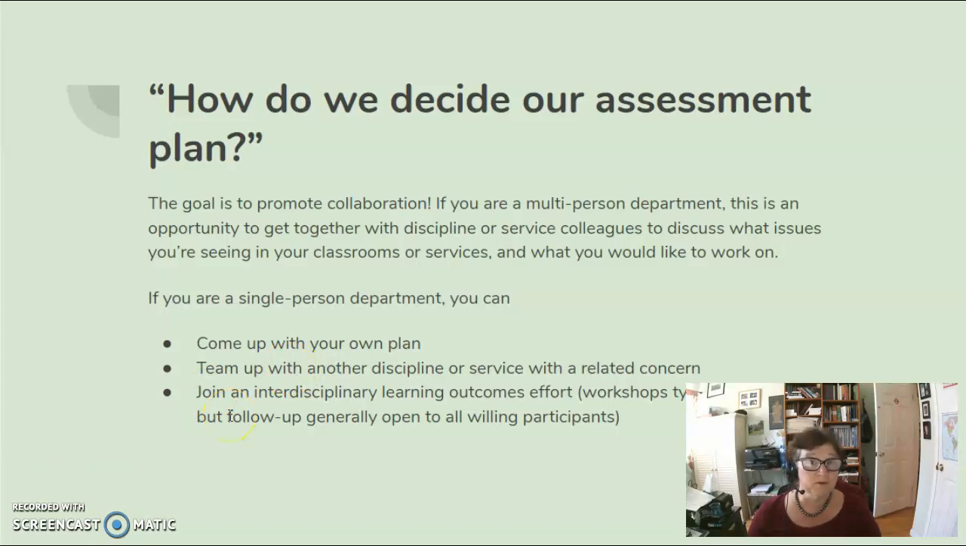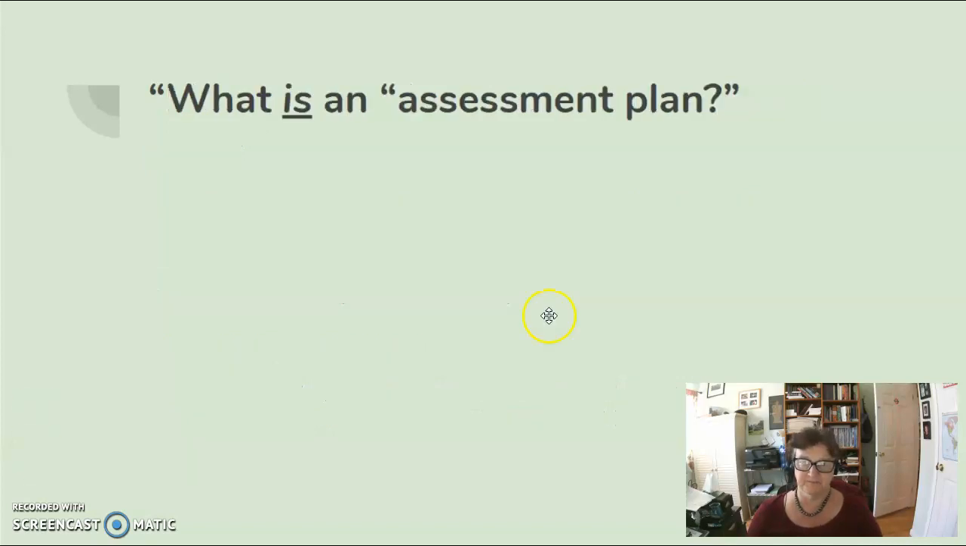If you're, of course, a one-person department, and a lot of you are, then maybe you might have your own plan, something you know you want to look at, but you might team up with a friend from another discipline, a related discipline or service, to find something out. You might join an interdisciplinary learning outcomes effort. We usually have a workshop in August looking at institutional learning outcomes, and that one also usually has a follow-up which everybody is invited to participate in. So you would be welcome to do that.